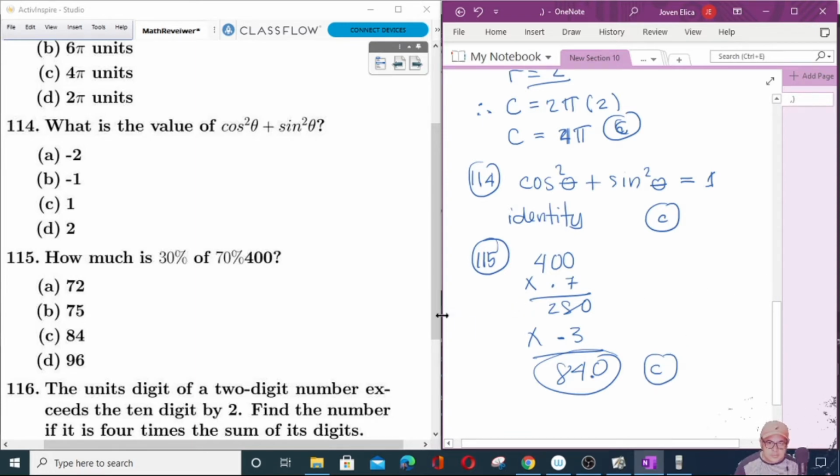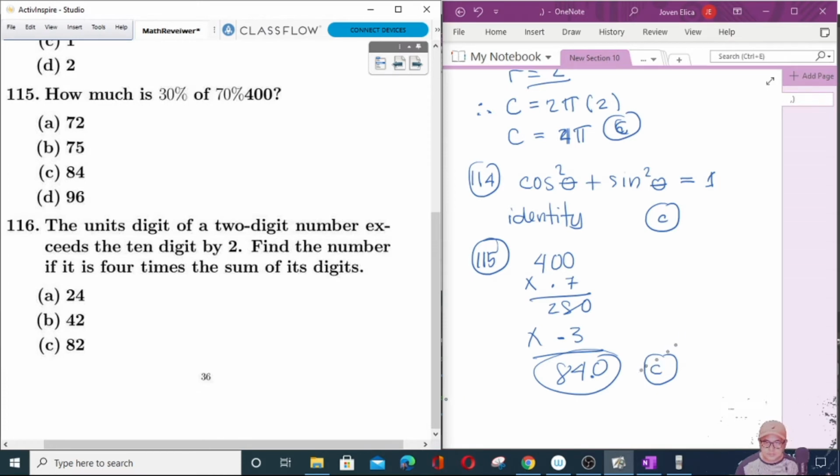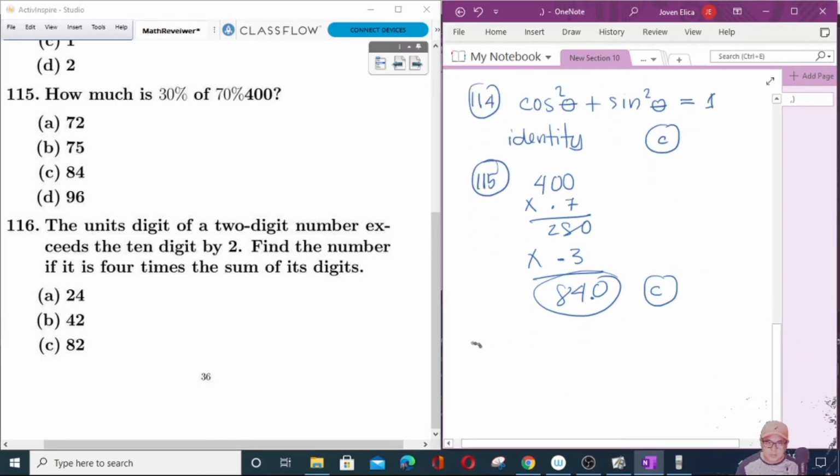All right. So number 116. Question 116 is about unit digits. So this is a digit number problem.